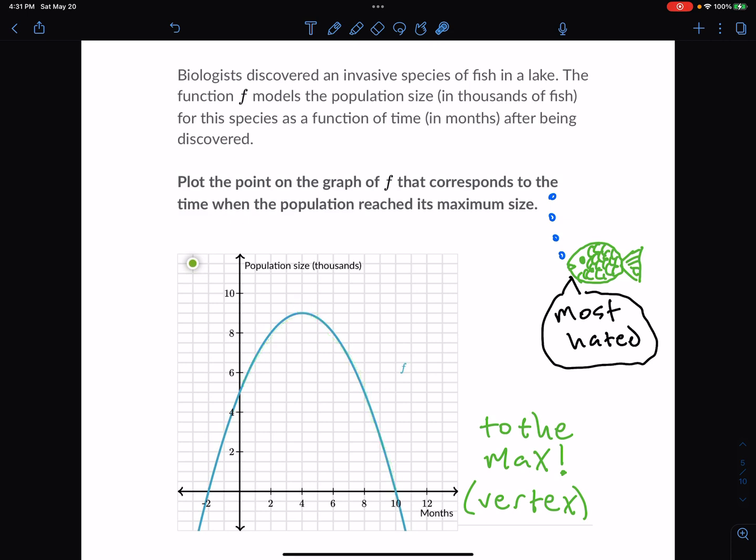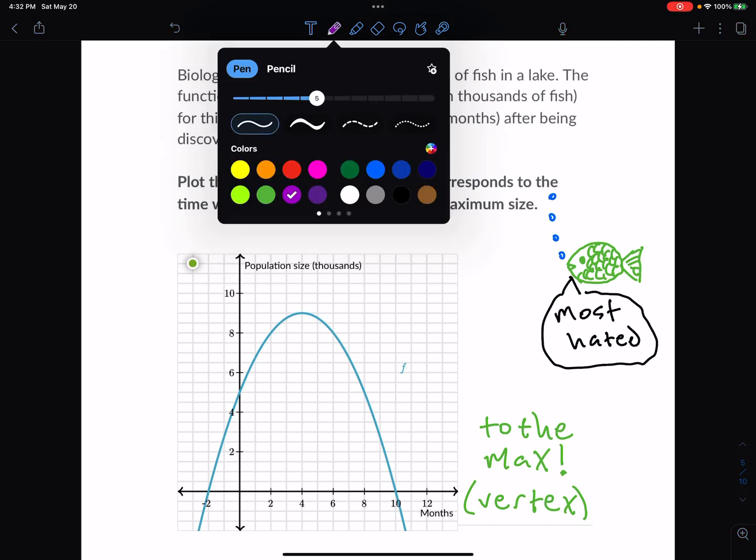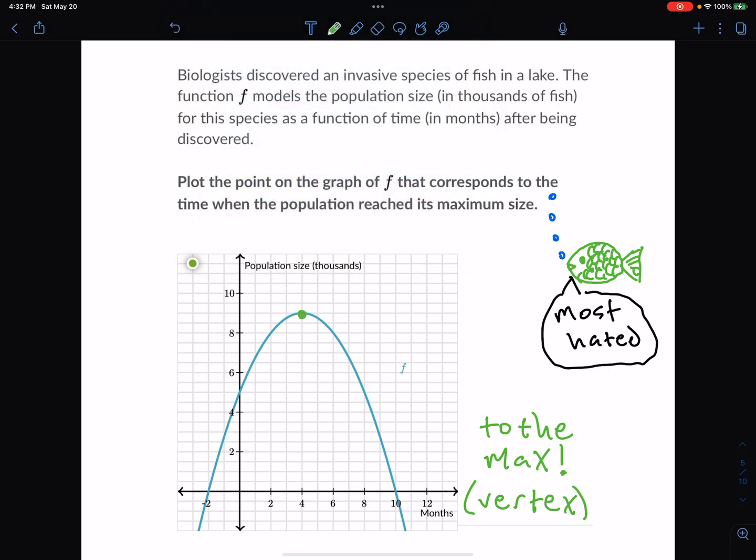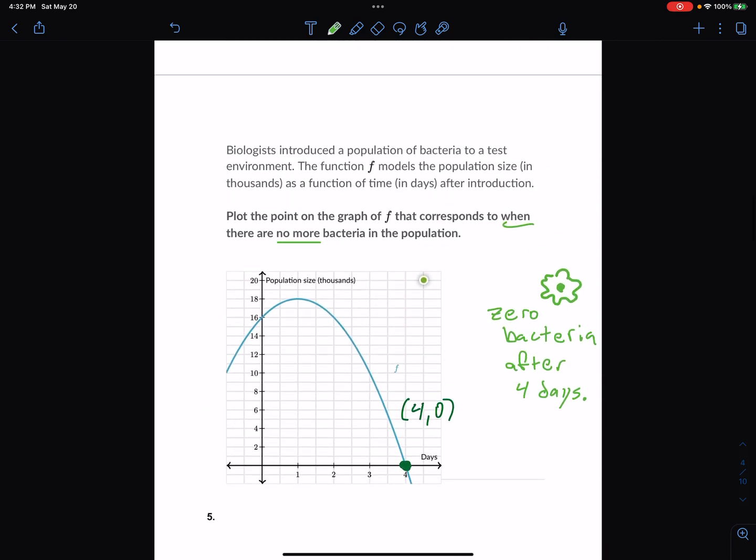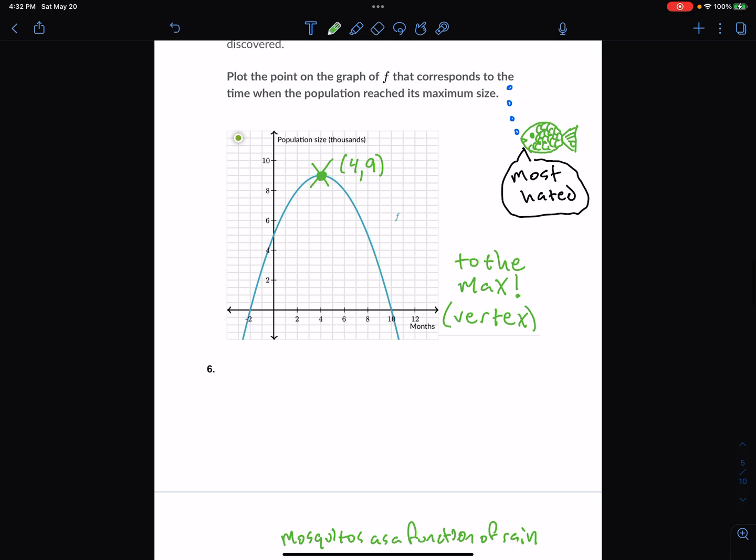So if you're looking for the max, well, there's a question, right? Did they say how many months went by before it hit its max? No, they told us to plot the point on the graph that corresponds to the time the population reaches its maximum size. So that's going to be right up here. I'm thinking that's when x is 4 and y is 9. There you go. That's all you got to do for these 3 questions right there.